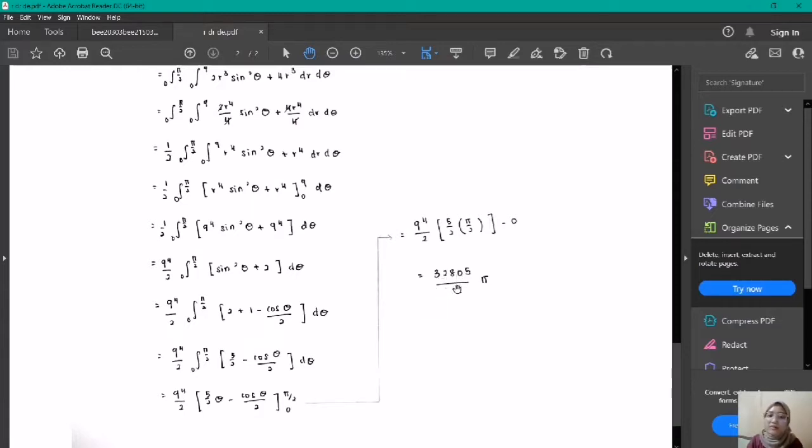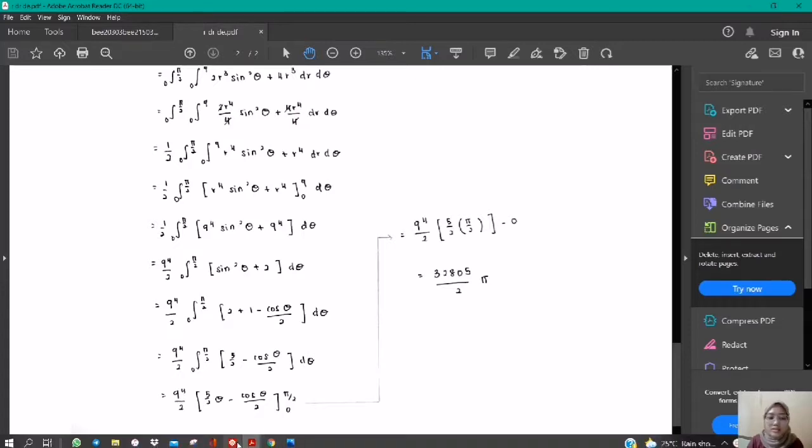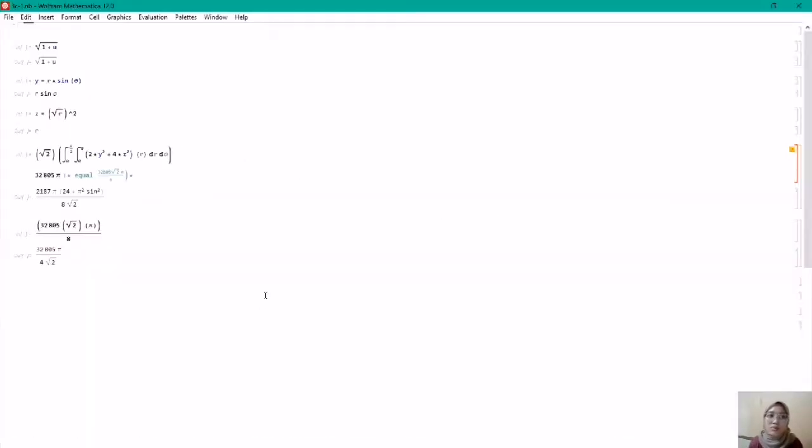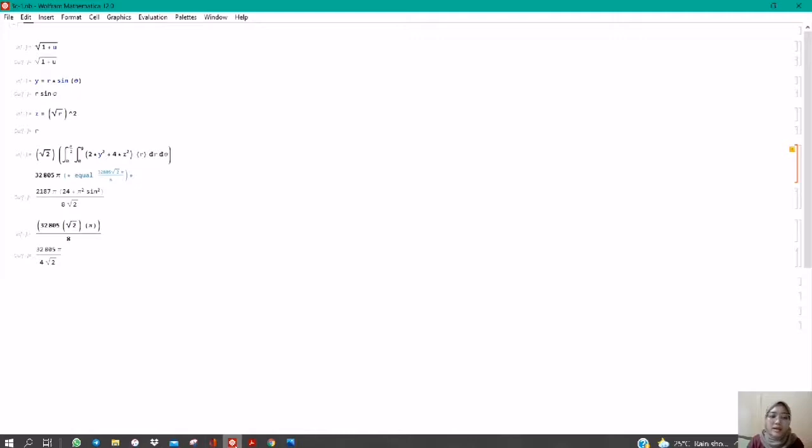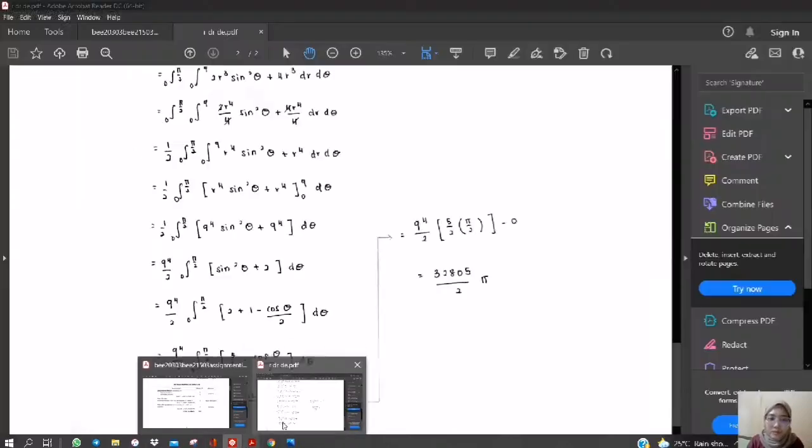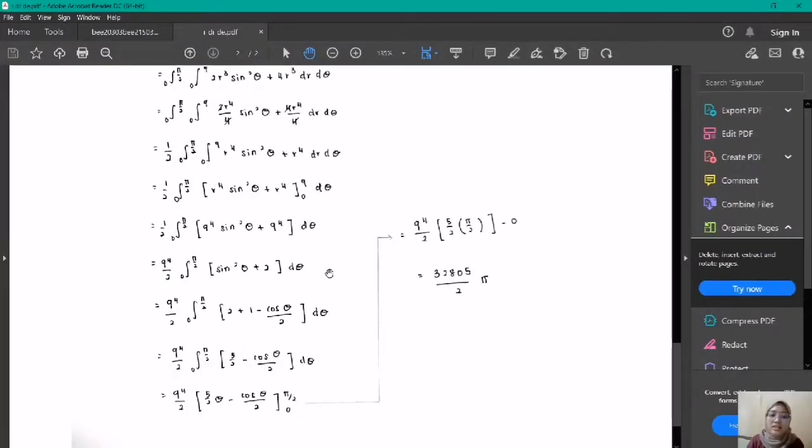32,805 over 2 pi. Okay, so for this question, I'm using Wolfram Mathematica. So this is the simulation that I did to get the final answer. As we can see, my final answer for this question is also similar to my manual calculation. So that's all from me.